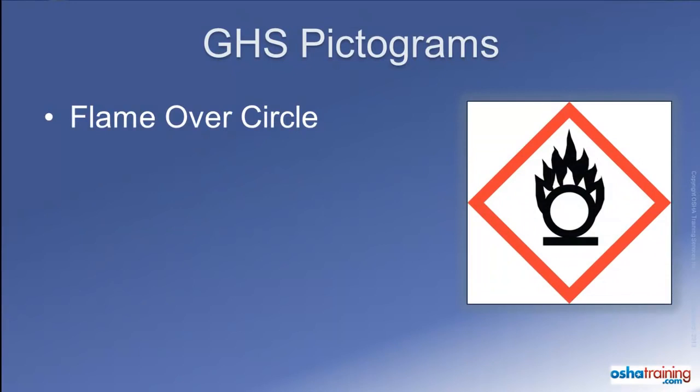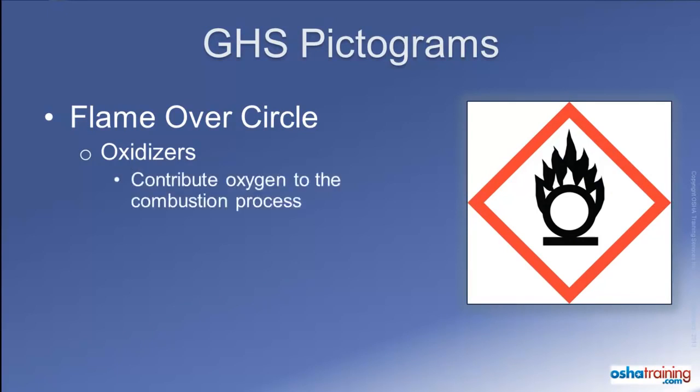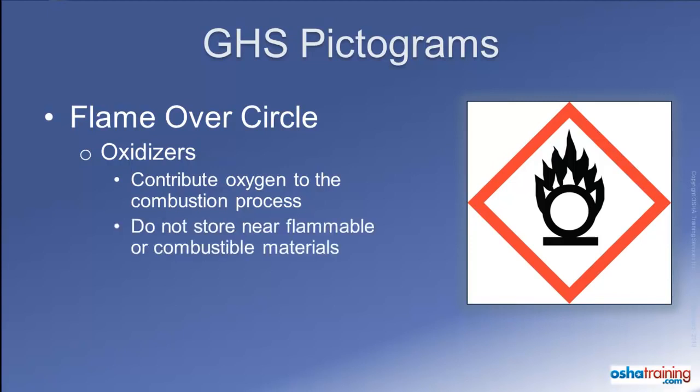This pictogram of a flame over a circle identifies materials that are classified as oxidizers. While similar in appearance to the flame pictogram we just covered, oxidizers are actually materials that cause or contribute more oxygen to the combustion process, making other materials burn much more rapidly than they normally would. So care must be taken to avoid storing these products near flammable and combustible materials.